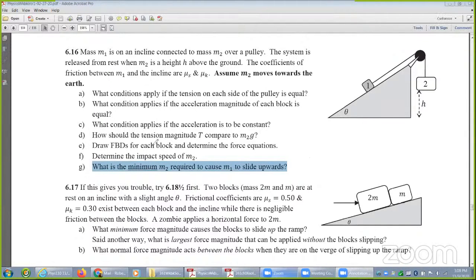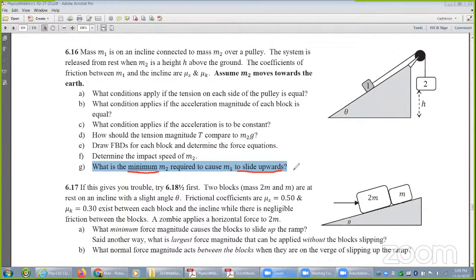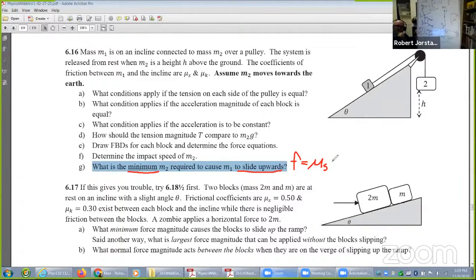Yeah. So when you see this word minimum to slide upwards, what does that make you think? I don't know if that makes you think anything. Oh, I'm thinking about maximum friction. Yeah. Which is which equation? Mu static times the normal force. Nice. And another way of saying that is it's on the verge of slipping. This is a fancy way of saying it's on the verge, right?